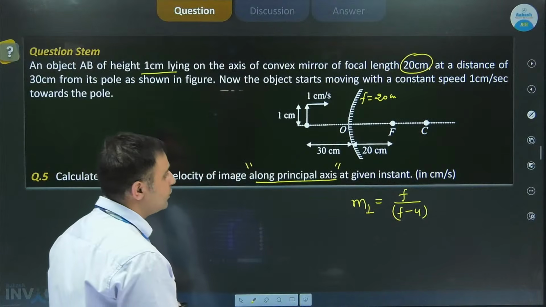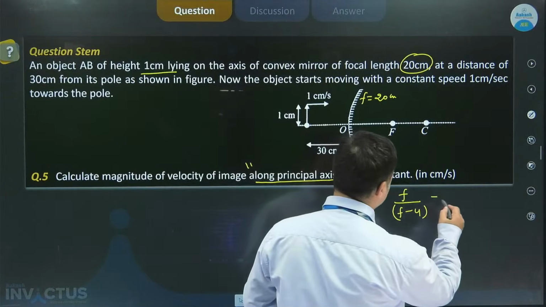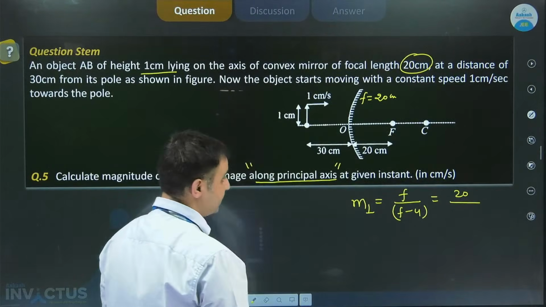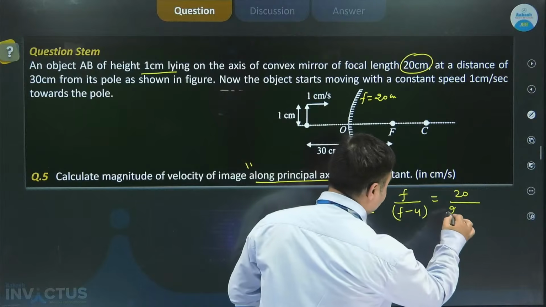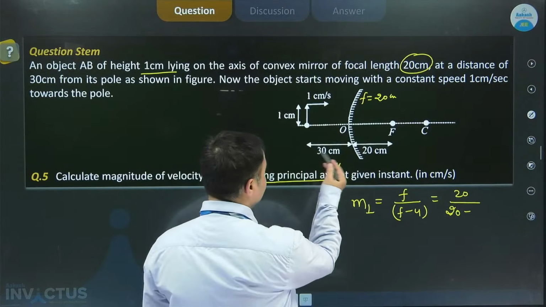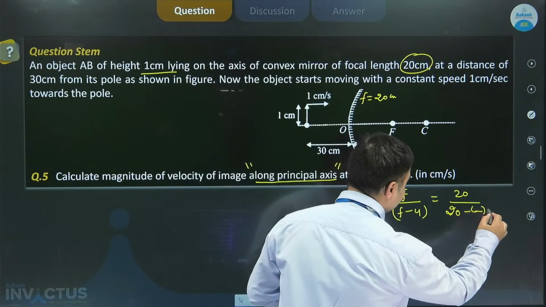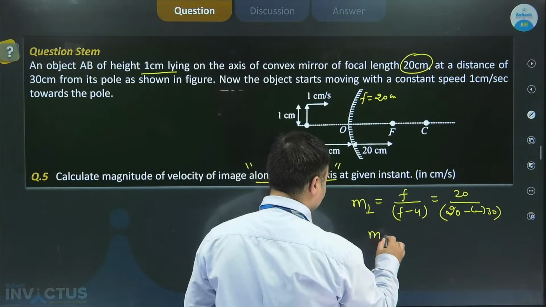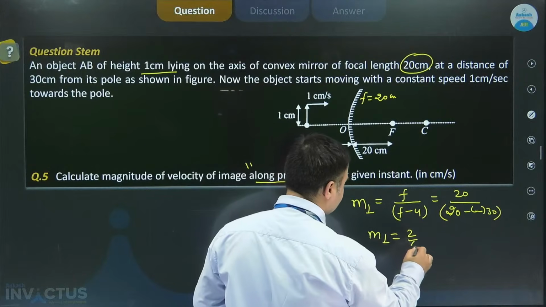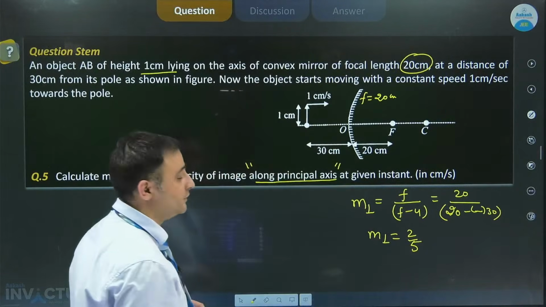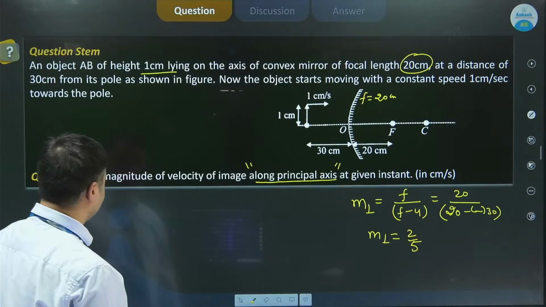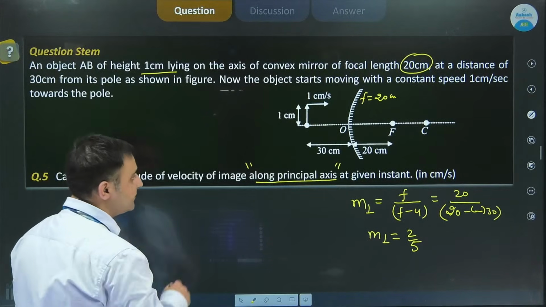So we have the value of focal length. So focal length is 20 centimeter and this is a convex mirror, so plus 20 centimeter. 20 minus the value of u is 30 and it is with sign convention minus 30. So on solving this, m perpendicular comes out to be 2 by 5.